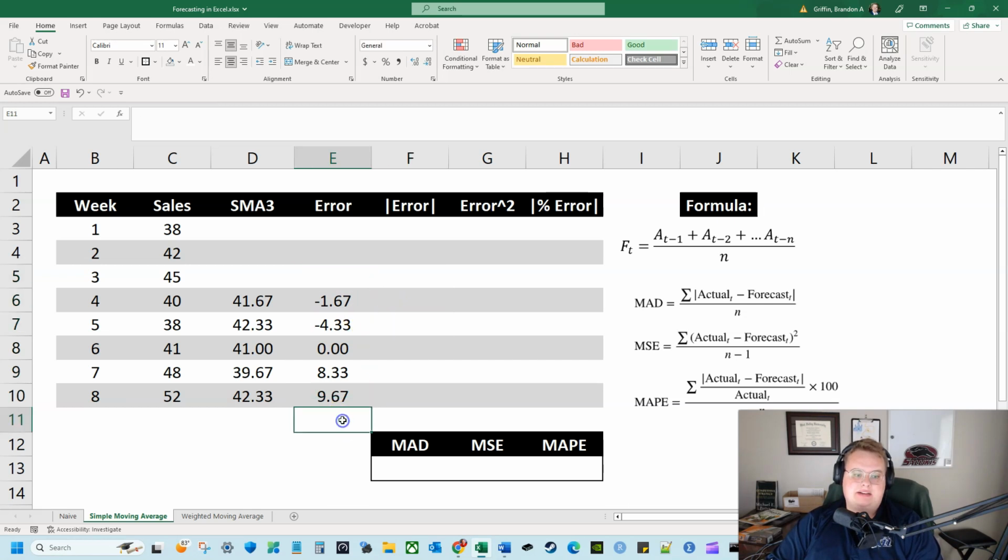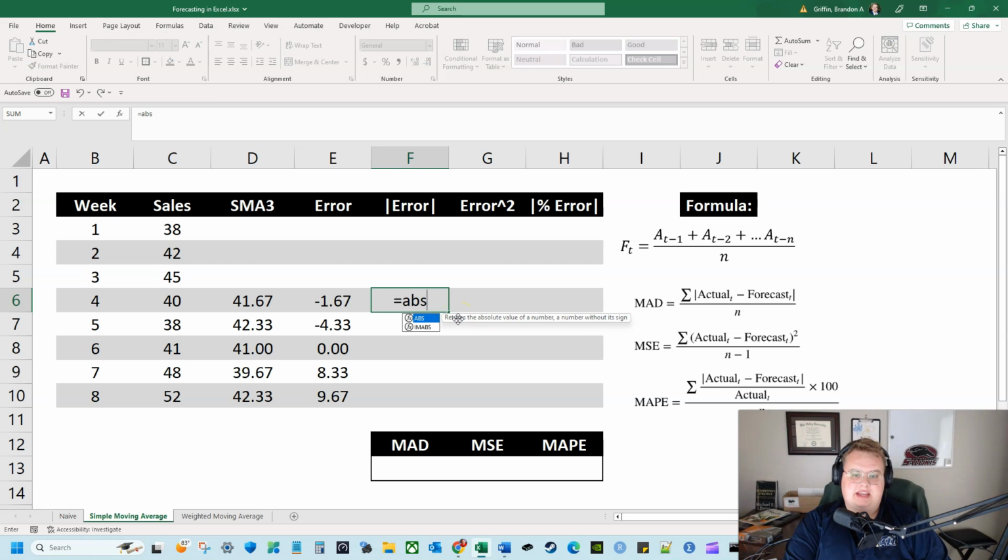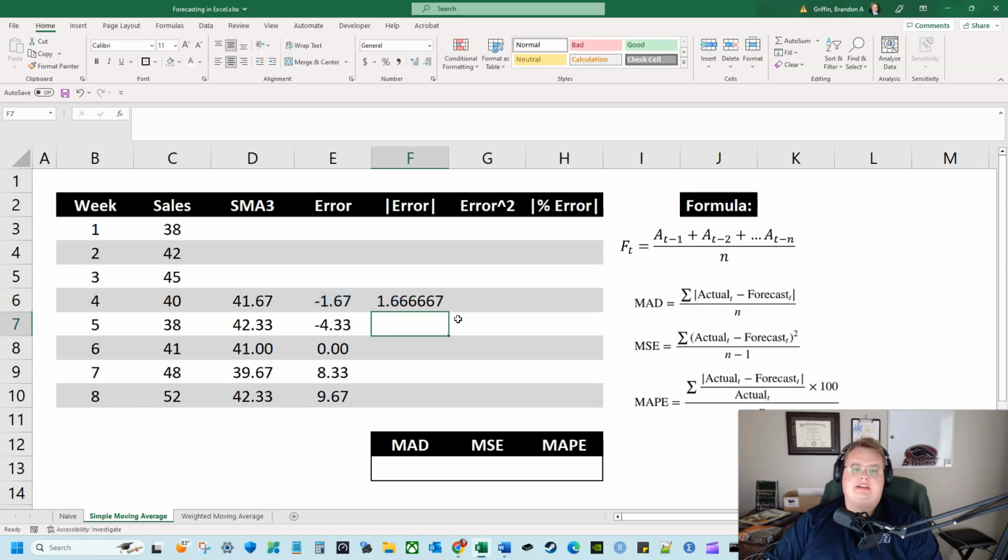But remember, when we add all of these up, it doesn't tell us a true story because positives and negatives can cancel each other out. So I need to do the absolute value. There's a formula in Excel called ABS, and it will return the absolute value of that number. I'm just going to reference that number, but you could type it in manually. So 1.67 returns that number as an absolute value. For this, I'm going to type in 4.33. 0 is 0. Awesome. And then 8.33 stays the same, and 9.67.